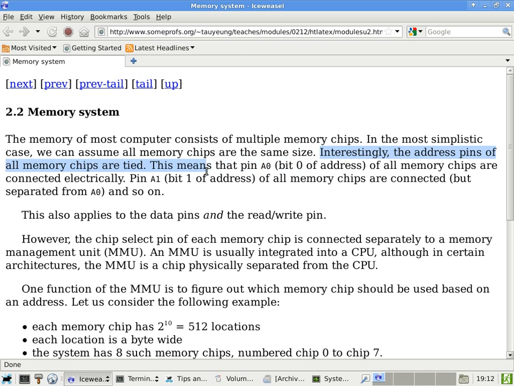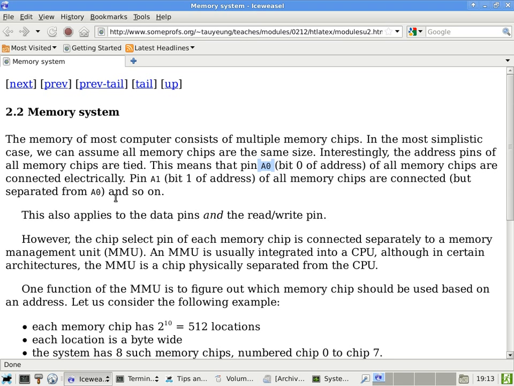Interestingly, the address pins of all memory chips are tied. This means the A0 pin of all memory chips are all tied electrically together to one single node. A node is basically one single connection as far as the conductor is concerned. Pin A1 of all memory chips are all connected, and so on. Now, don't you think we have a little bit of a problem now?